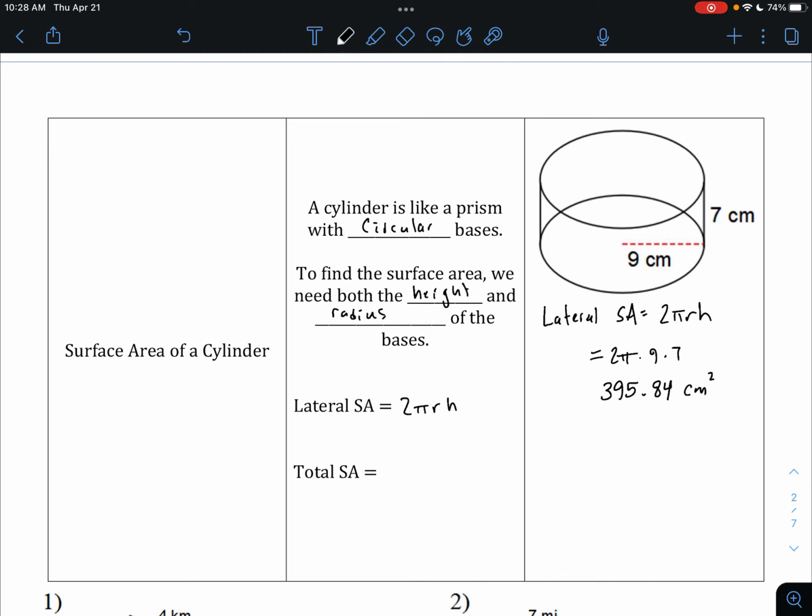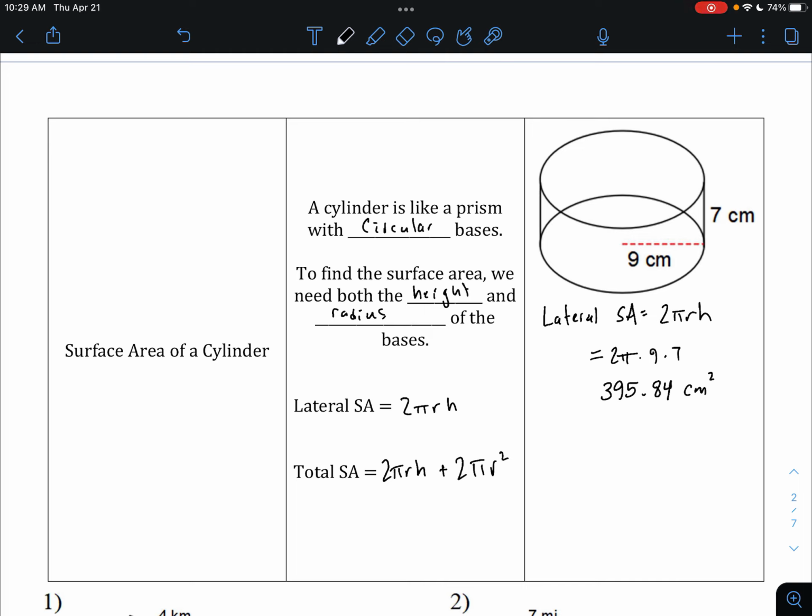If I was to find my total surface area, I need to add on the area of the bases. I found the area of the part around the shape. Now I need to find the area of the bases and add that on. So my total surface area is the lateral 2 pi r height plus 2 pi radius squared. The way I get 2 pi radius squared is because there's two bases, the top and the bottom, and the area of a circle is pi radius squared.